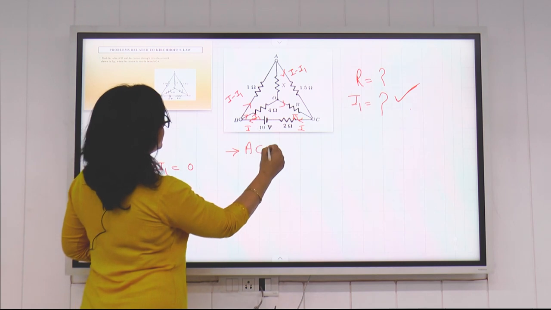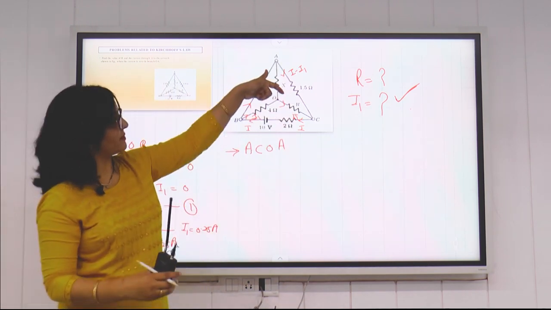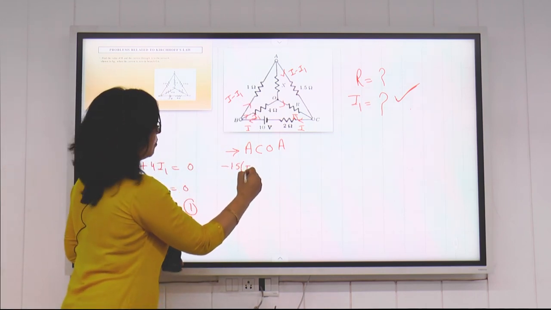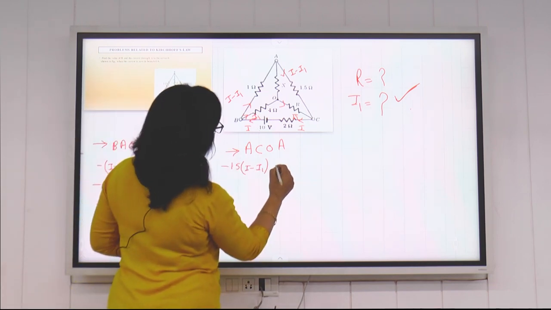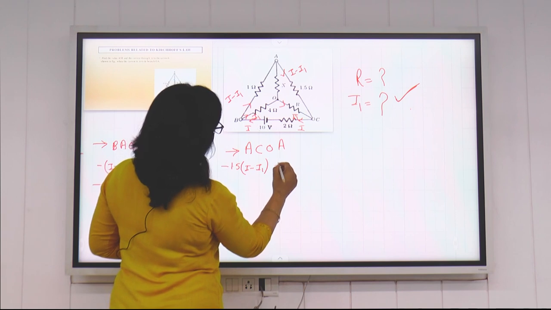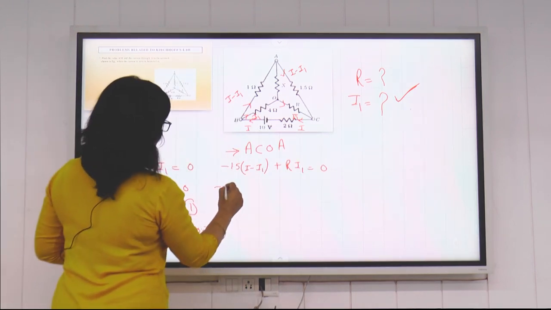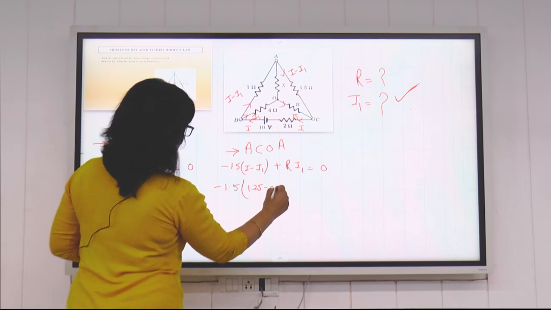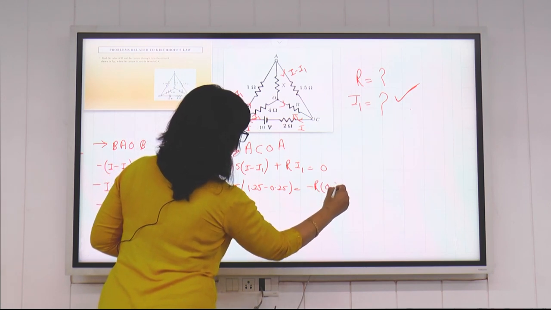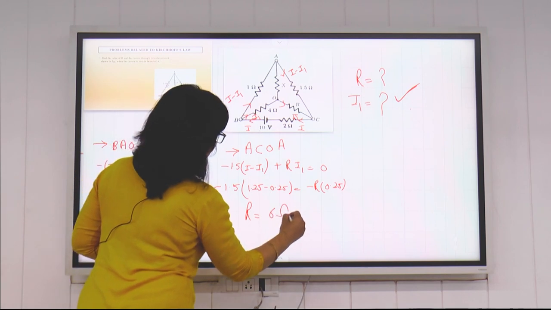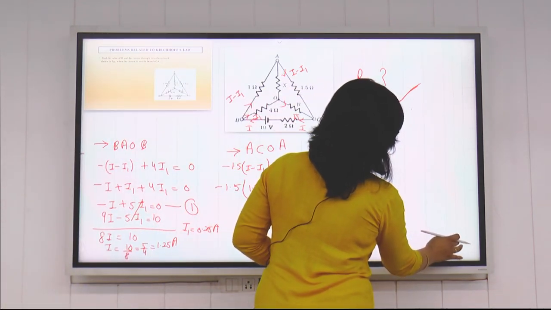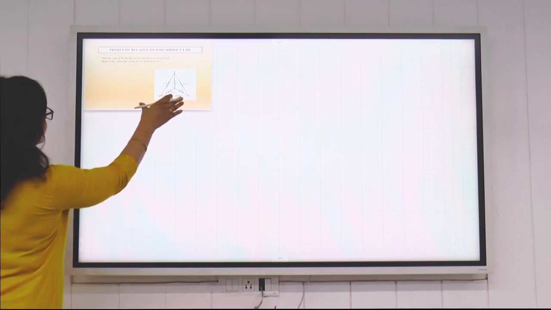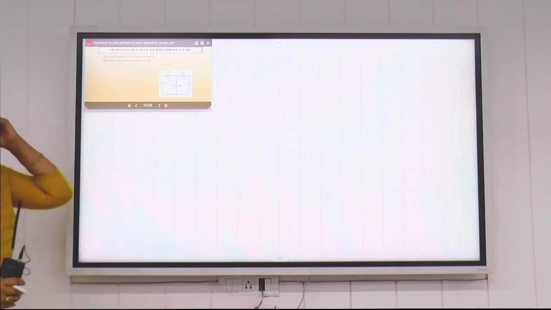Now apply Kirchhoff's law in loop A, C, O, A. A to C, we are moving in the same direction, so the drop is negative, 5 (I minus I1). C to A, it is plus R I1 is equal to 0. So 1.5 minus 0.25 minus R times 0.25. When we solve, R comes out to be 6.